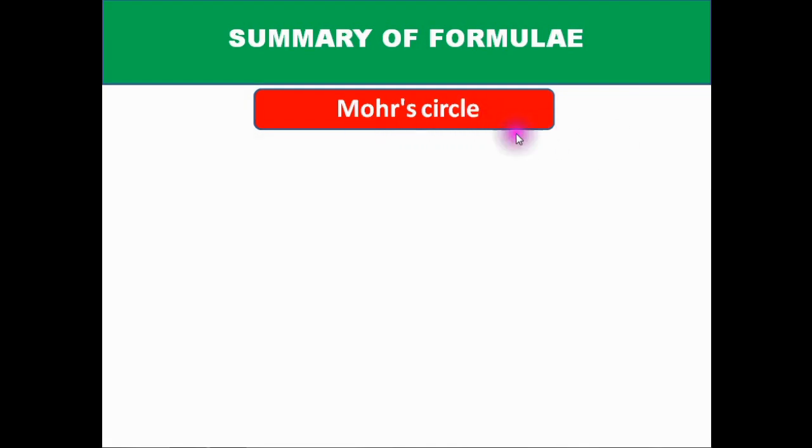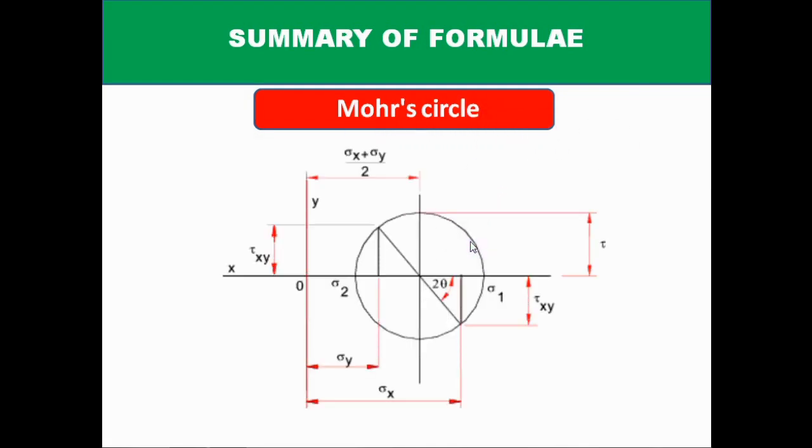Mohr circle. Mohr circle is a graphical method to determine the maximum principal stress sigma 1, minimum principal stress sigma 2, maximum shear stress tau max and the position of principal plane. To construct the Mohr circle, first mark sigma x and sigma y on x-axis. Then locate the center point of the Mohr circle. From sigma y, draw a perpendicular line of length tau xy.